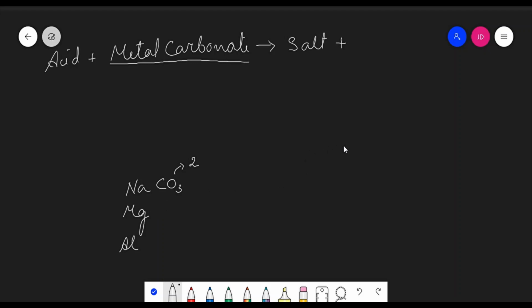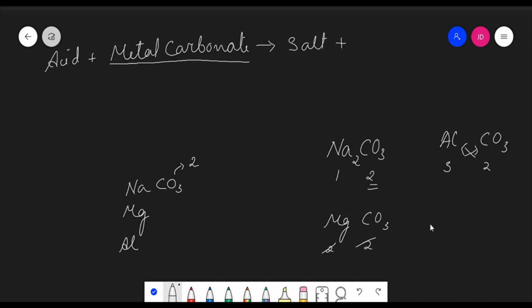So how will it form? NaCO3. Na valency is 1, CO3 valency 2. So if you cross it, Na2CO3. Mg valency 2, CO3 valency, how much? 2 to cancel each other also, MgCO3. Aluminium valency 3, CO3 valency 2. So if you cross it, what will you get?